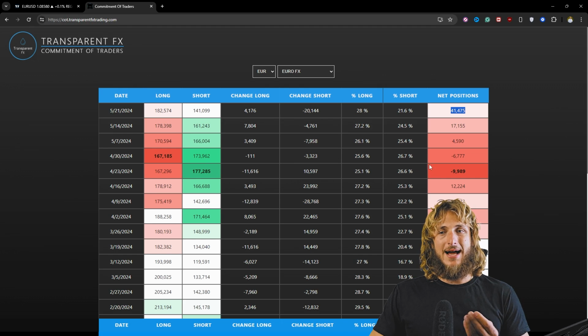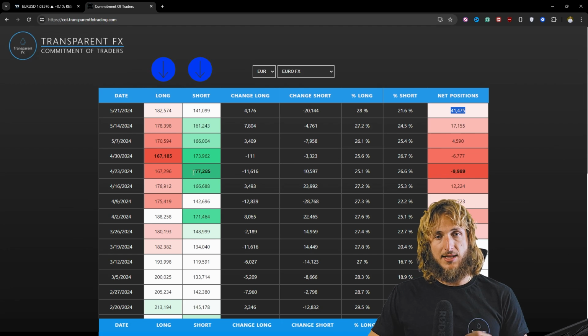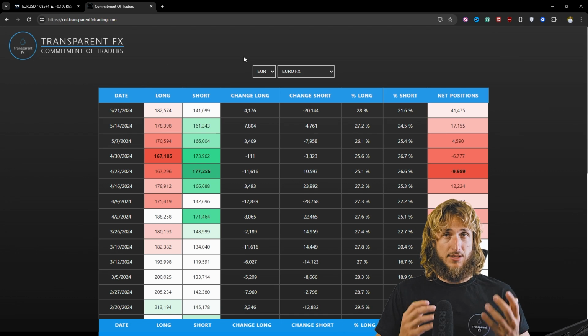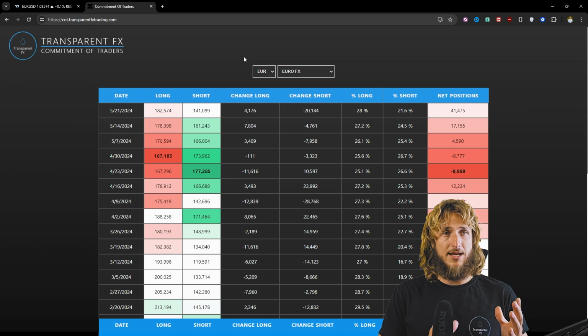So they went from having a negative net positioning, so more shorts than longs, with 177.2k shorts compared to only 167.2k longs, all the way up to now having the opposite, so more longs than shorts, with 182.5k longs compared to only 141k shorts. So keeping that in mind, that institutions are moving back to the bullish side, let's go back to the chart.